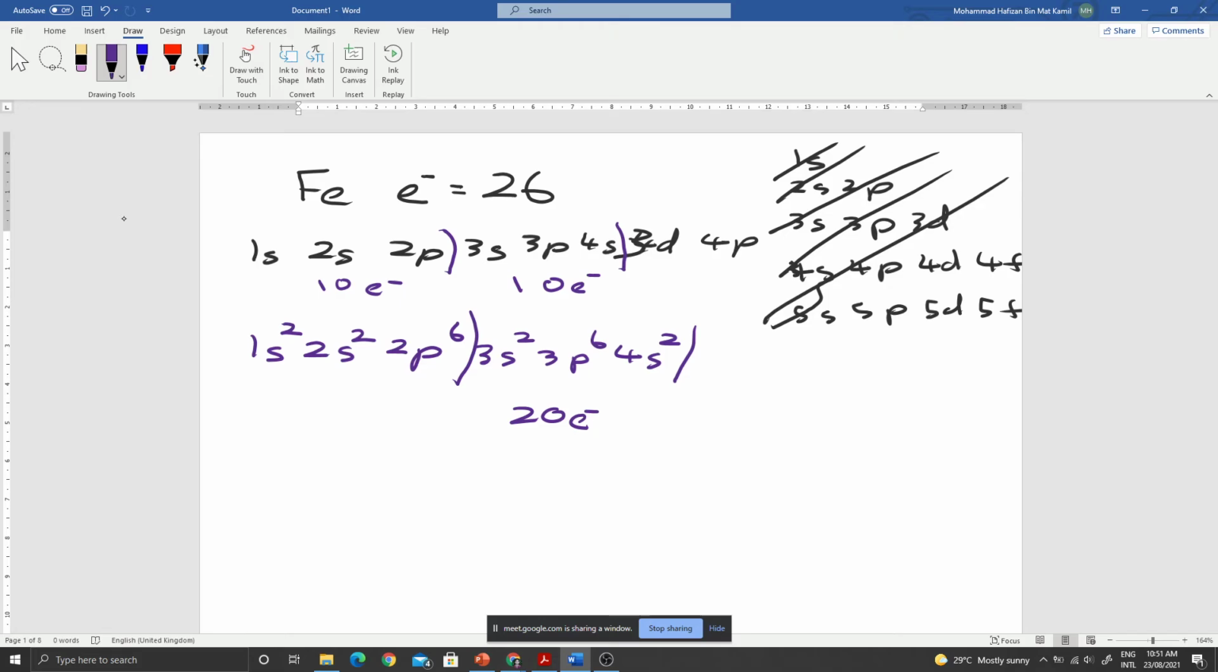And now we have 6 more electron, which is kita akan fill ke 3D. D maksimum dia 10 kan. Tapi kita ada 6 saja. So letak je lah 6 asalkan tak lebih 10. Kan dah dapat. Untuk this is the SPDF notation untuk Fe. Okay. So come on, give me another element.